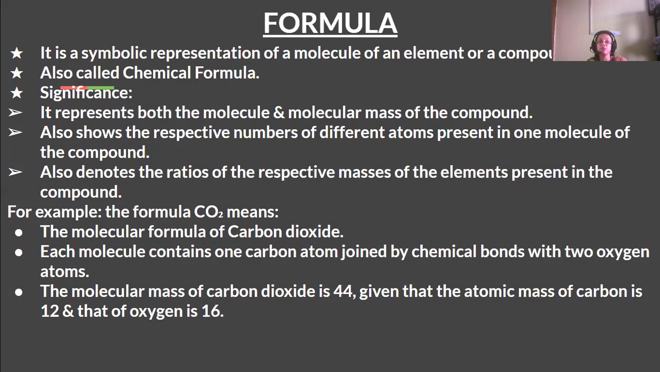I'll explain this with an example. See, the formula for carbon dioxide, we write it CO2. So this is the symbolic representation of one molecule of carbon dioxide. Now each molecule contains one carbon and 2 oxygen atoms, which are joined by chemical bonds. Now, the molecular mass of carbon dioxide is 44, given that the atomic mass of carbon is 12 and oxygen is 16. So if we add them up, the molecular mass becomes 44.